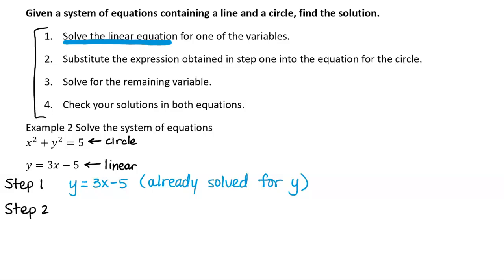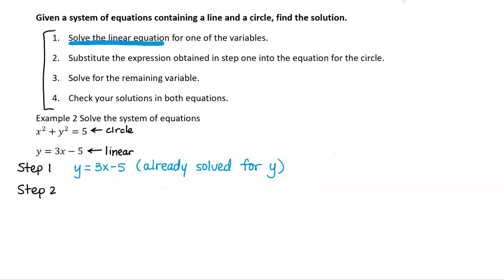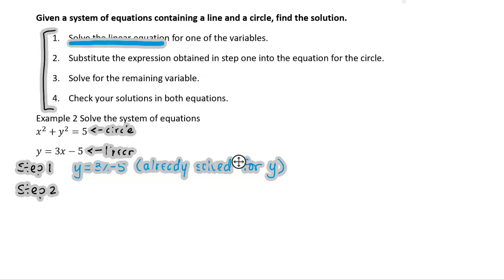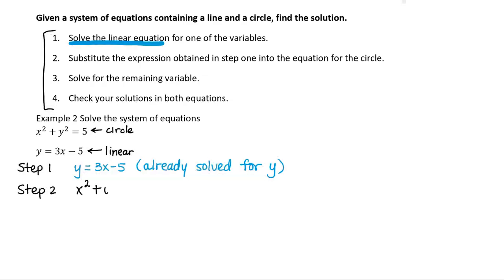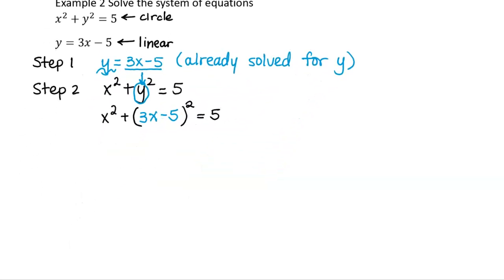Step 2, I want to substitute the expression that we had from step 1 into the equation for the circle. So the equation for the circle is x squared plus y squared is equal to 5. Equation 1 from the line told us that y was equal to 3x minus 5. So I'm going to substitute in for that y. Instead of x squared plus y squared, I'm going to replace the y and have x squared plus (3x minus 5) squared, and all of that is still equal to 5. So we replace the y in the circle equation with the expression for y from the linear equation.